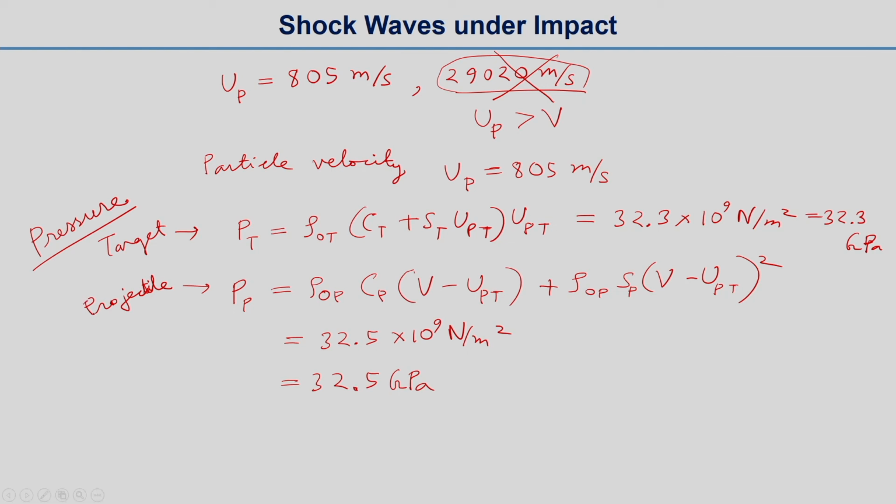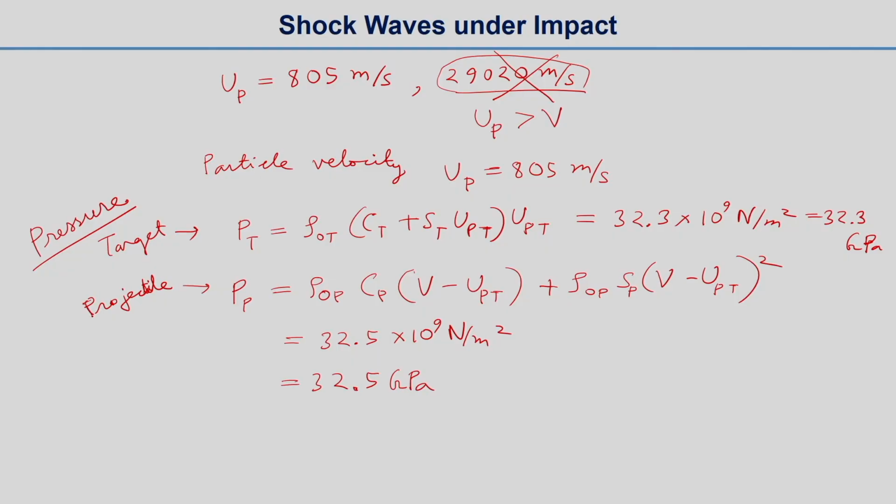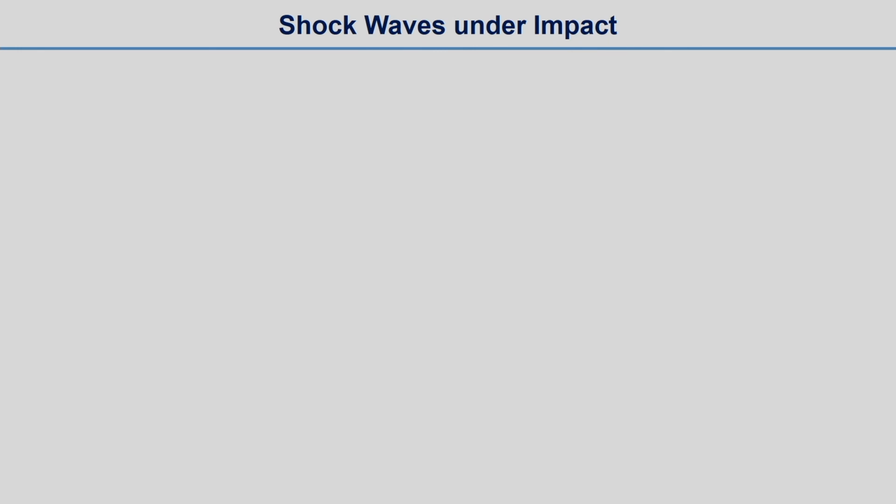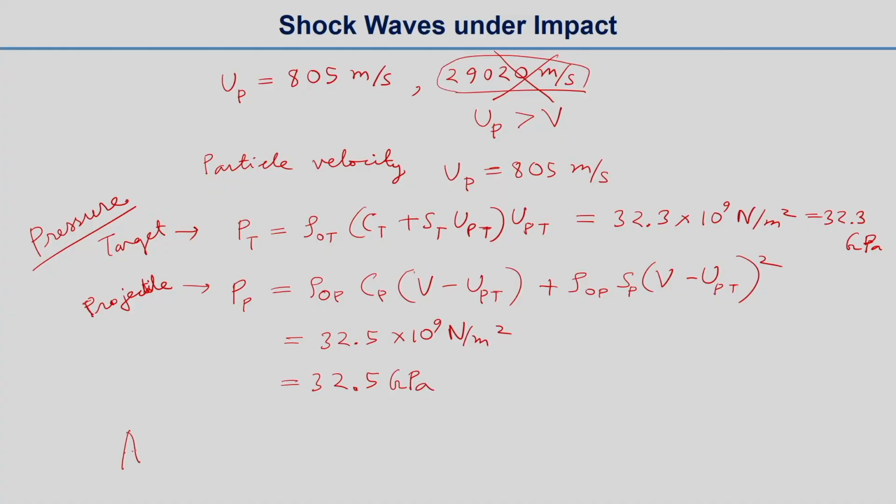So are the pressures equal? Actually they are almost equal. Our condition was that the pressures are equal. So anyways, we got these pressures generated in the target and projectile, which have a very high value, 32.5 gigapascal. But there is another way to the solution. What we did is the analytical solution.